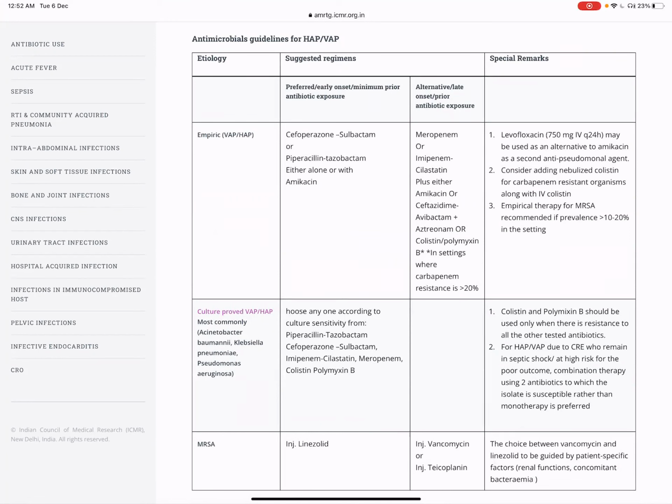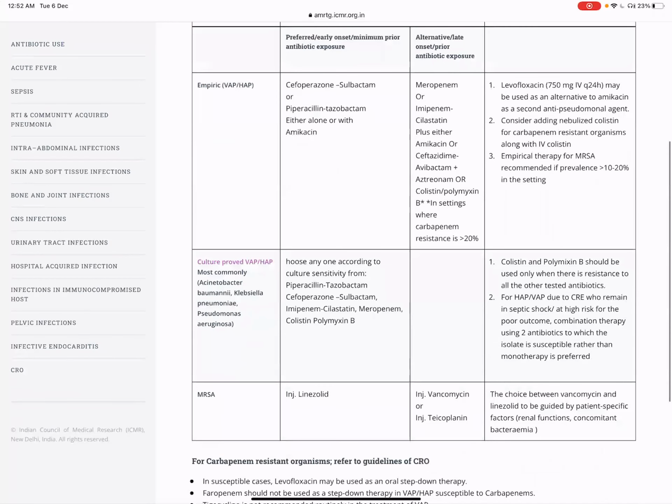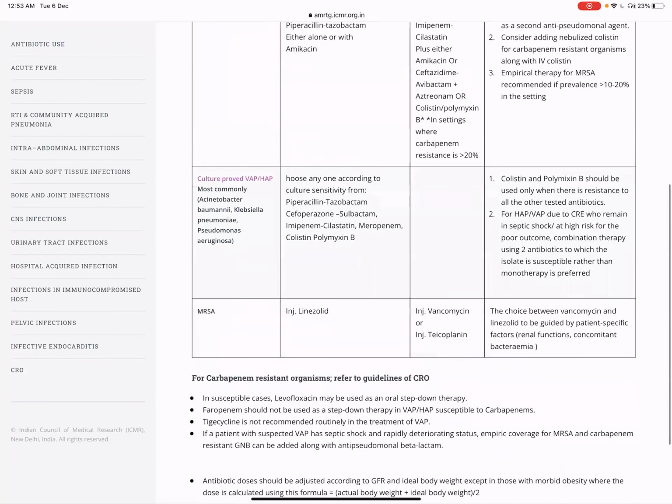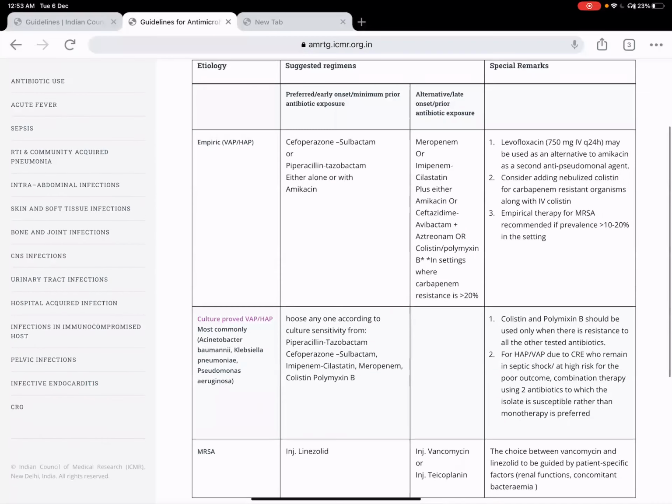Pneumonia. Alternative: if Piptaz fails, you have to go to meropenem, ceftazidime-avibactam. That's what they are given. If everything fails, the last option will be colistin. Clear? For MRSA, cover with injection linezolid or vancomycin.